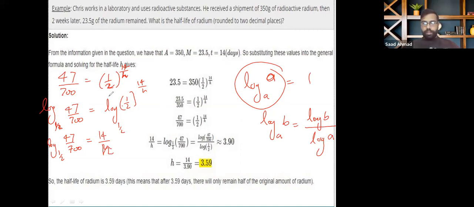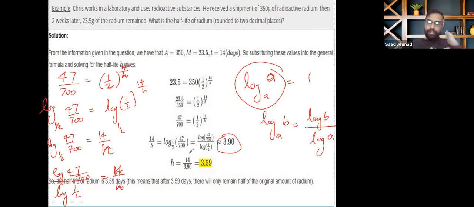All right, so now we apply the rule of change of base on these. We will write it as log of 47/700 over log of 1/2, which equals 14 over h. Then calculating this gives us approximately 3.90 for this one.